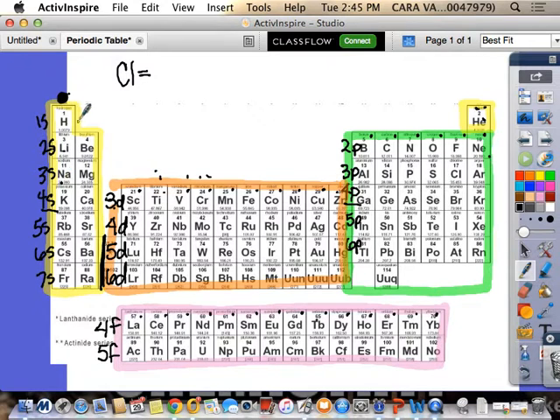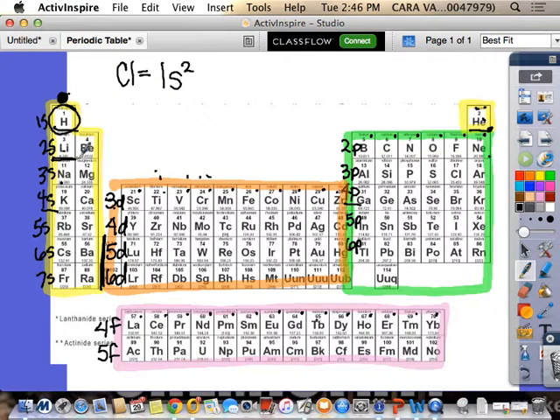Like we said, we're going to start up here at 1s. We said earlier that the s orbital can hold two electrons. So we've got 1s1, come over here across, 1s2. So we're going to write down 1s2 because that first level is now full. We've gotten to the end over here with helium. So now we're going to come across and start back with lithium.